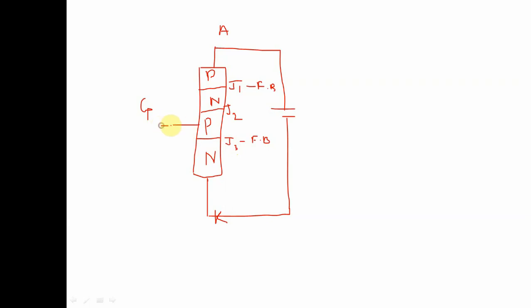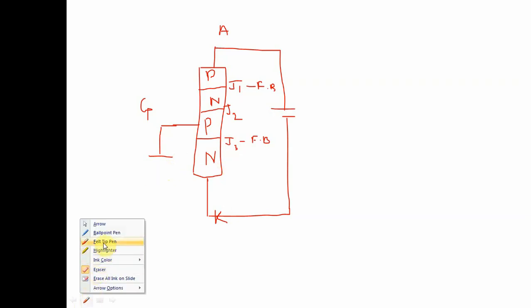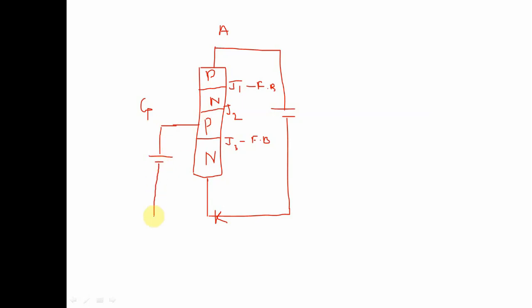But at the gate terminal we apply a positive clock pulse or positive battery. How is the positive battery applied? See, the positive terminal of the battery is connected to the gate, and the negative terminal is connected to the cathode. So the junction J2 will be forward biased. This junction is forward biased.